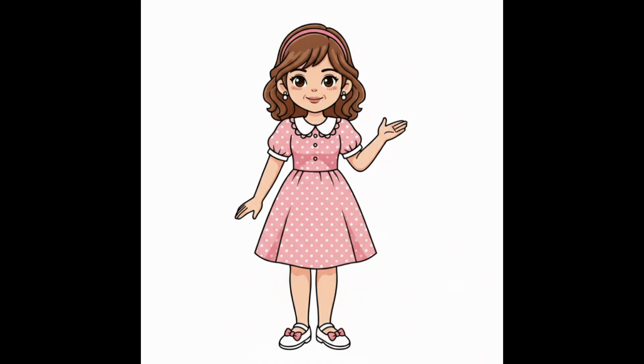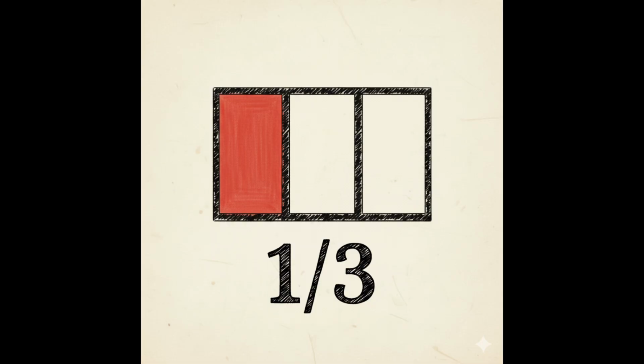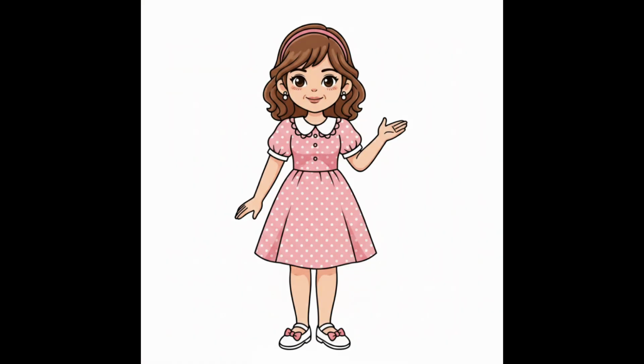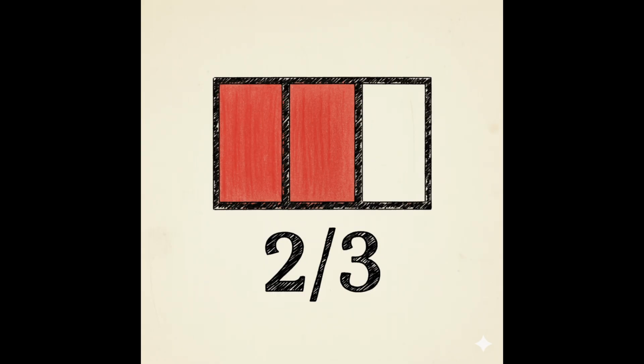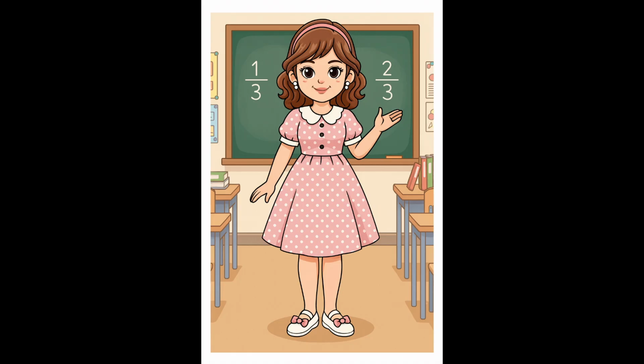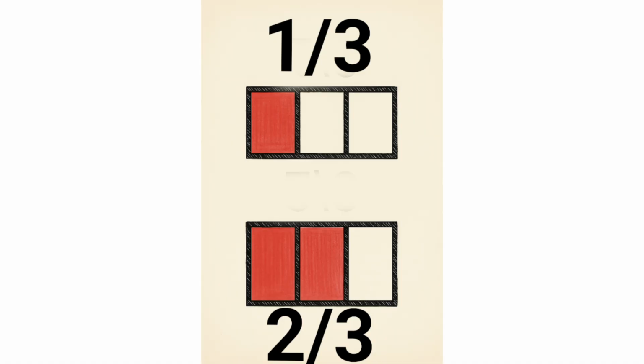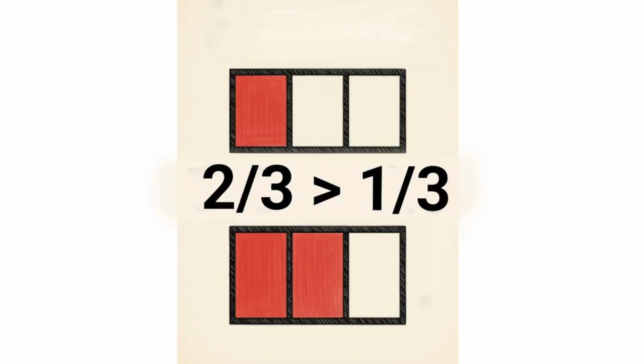Now, in the first fraction, the numerator is 1. So, we will shade 1 part out of the 3. In the second fraction, as the numerator is 2, we will shade 2 parts out of 3. Now can you tell me which fraction is greater by looking at the diagram? Yes, you guessed it right. The answer is 2 upon 3.